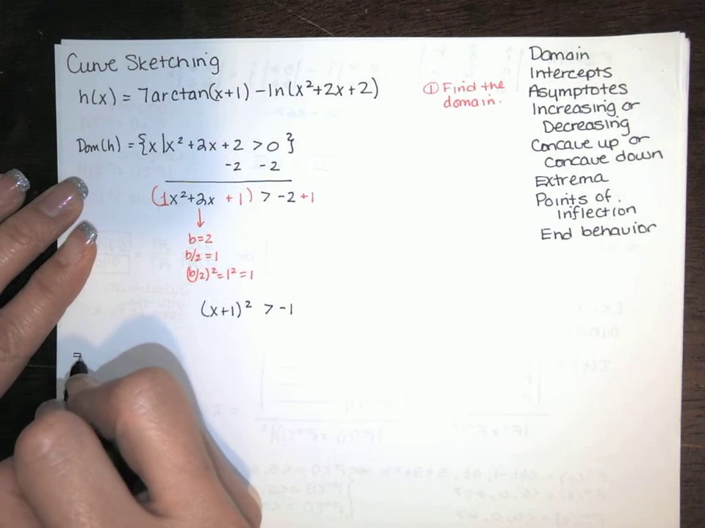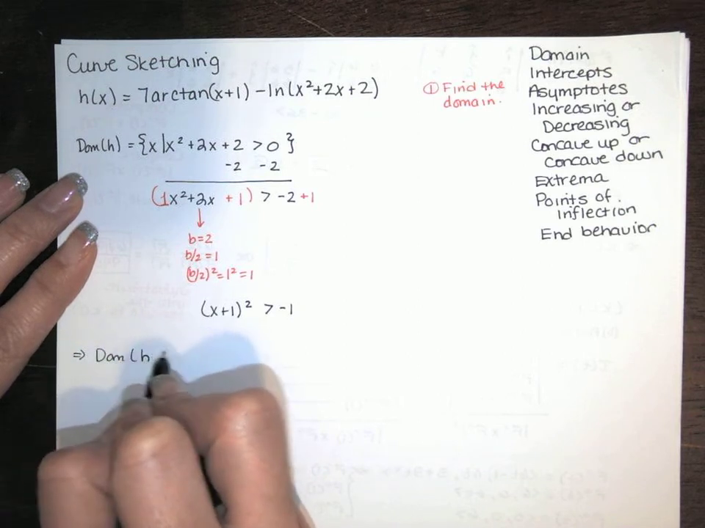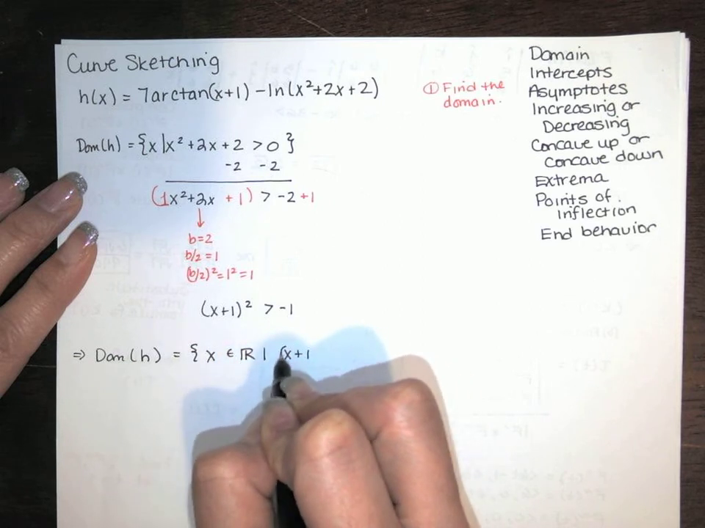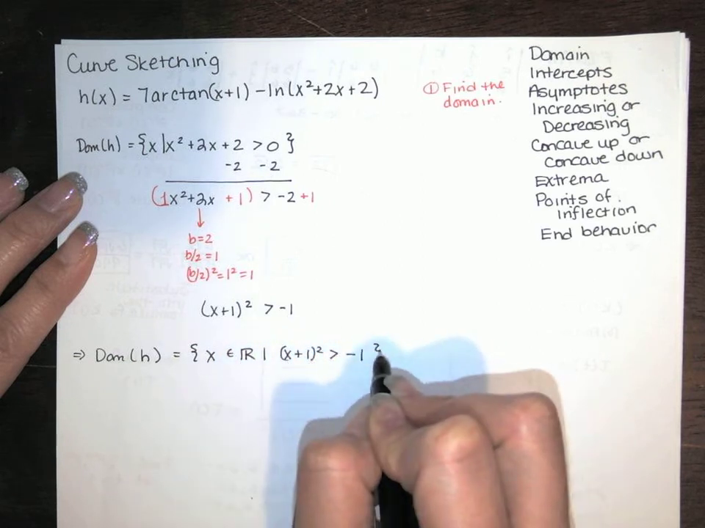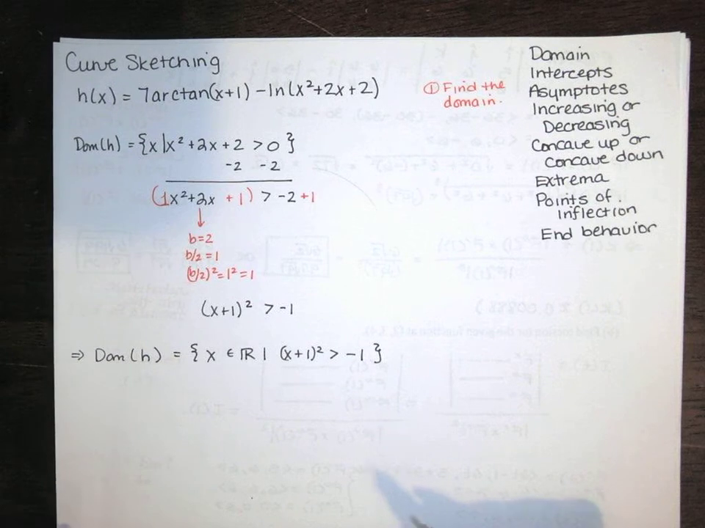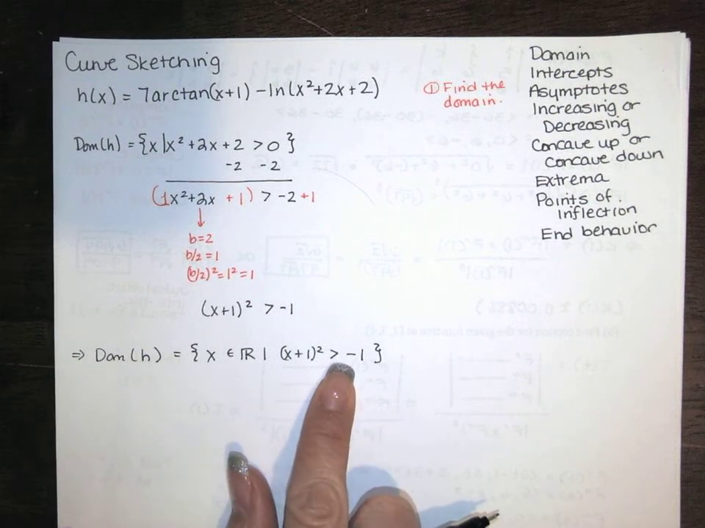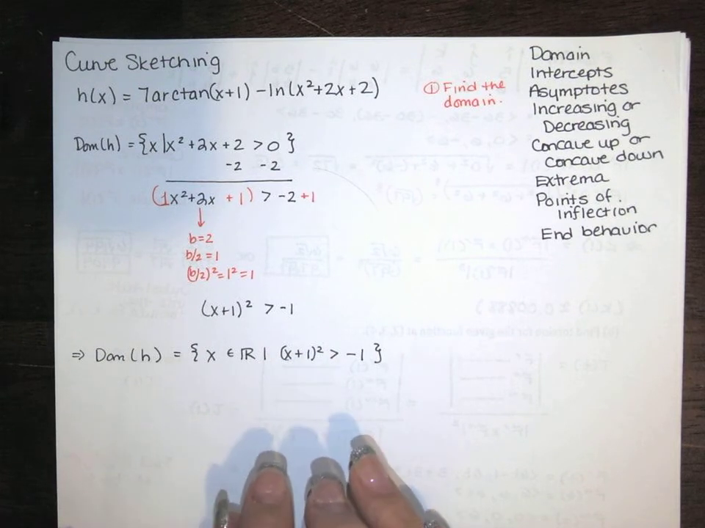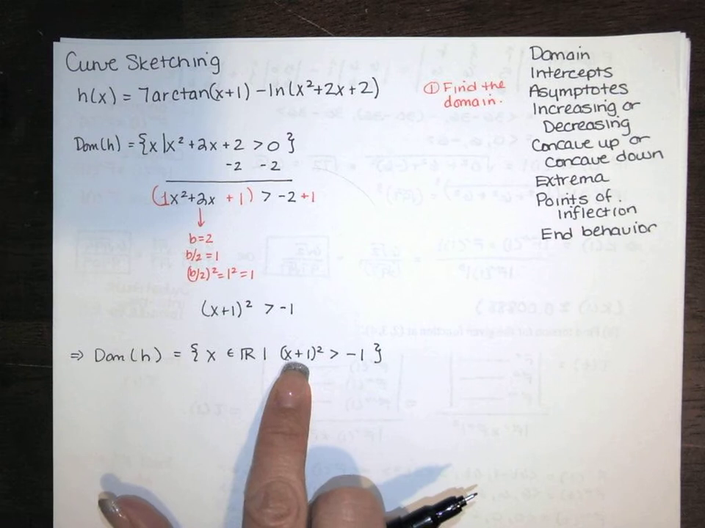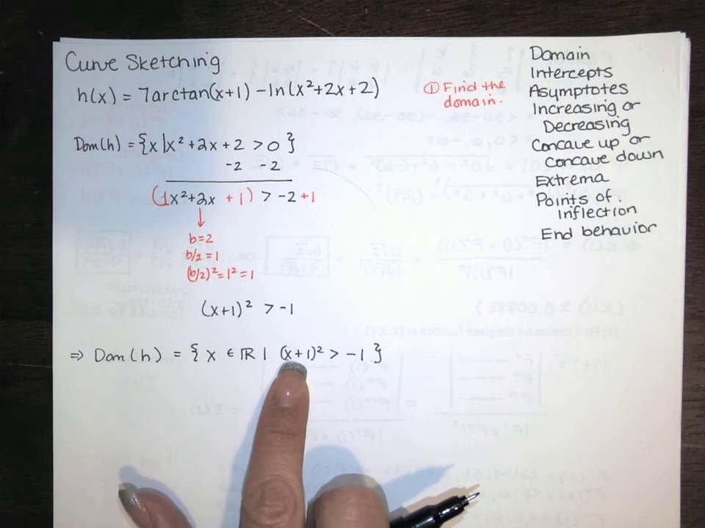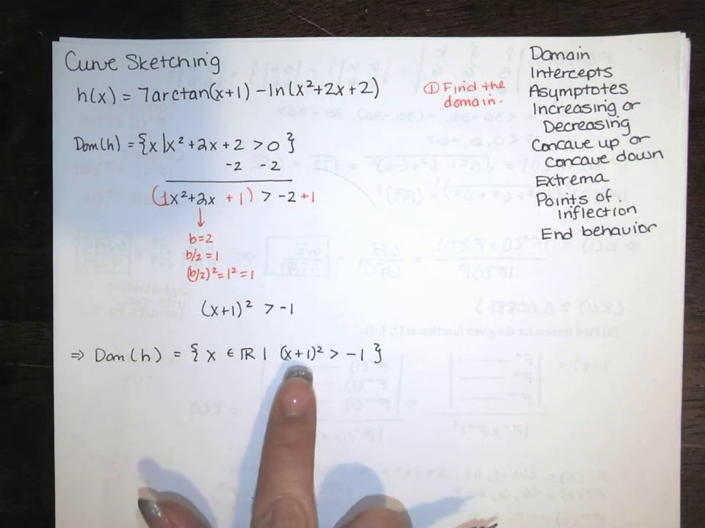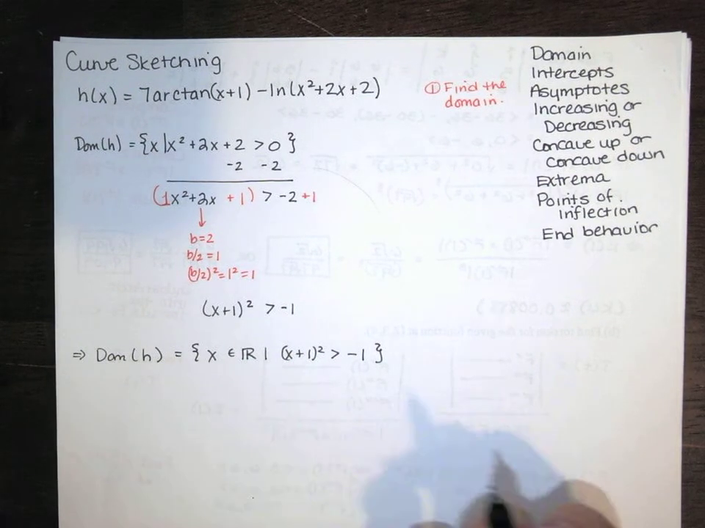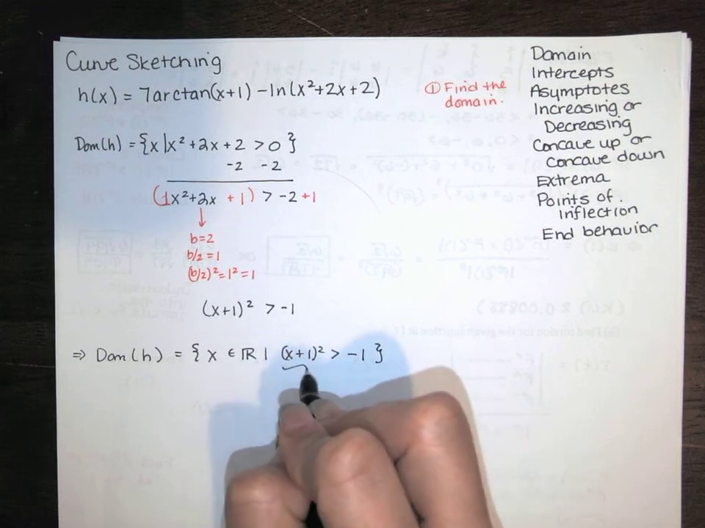So my domain is the set of all x in the real numbers for which x plus 1 squared is greater than negative 1. But do you see that that's always greater than negative 1? That's a number squared. The smallest that a number squared can be is 0. If x is negative 1, we get 0 over here. But if x is anything other than negative 1, we get something positive. And a positive number is always greater than negative 1. So the domain turns out to be all real numbers because this is always true.